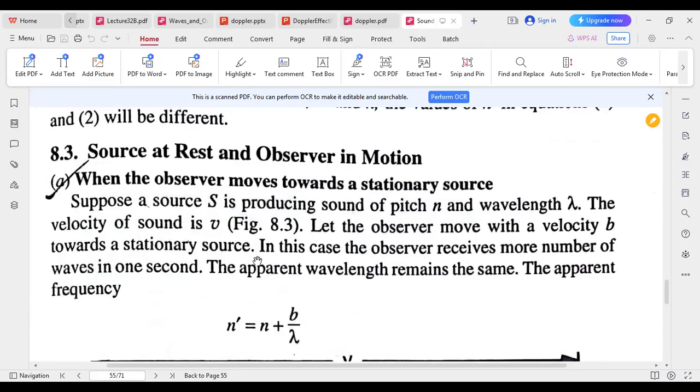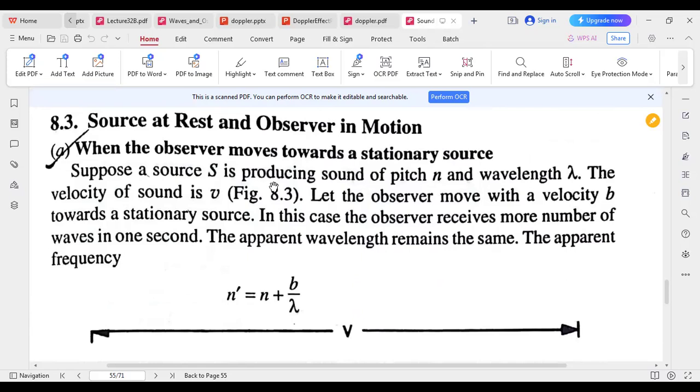Again, another condition: when the observer moves towards a stationary source, that means the source is at rest and the observer is in motion, the opposite of the first one. Suppose a source S is producing a sound of pitch n and wavelength lambda, the sound velocity is v, and let the observer move with a velocity b towards the stationary source. In this case, the observer receives more waves in 1 second. The apparent frequency will be n plus b by lambda.